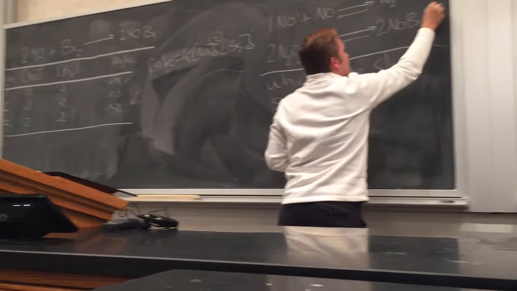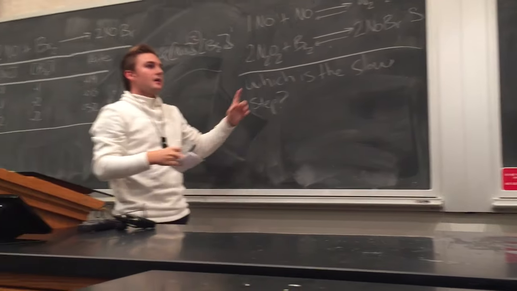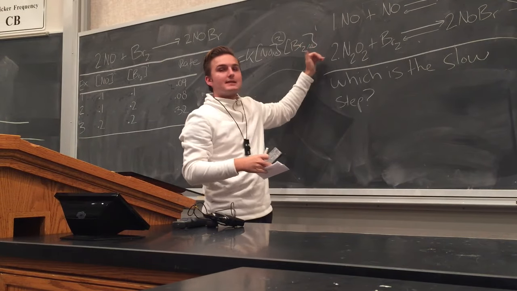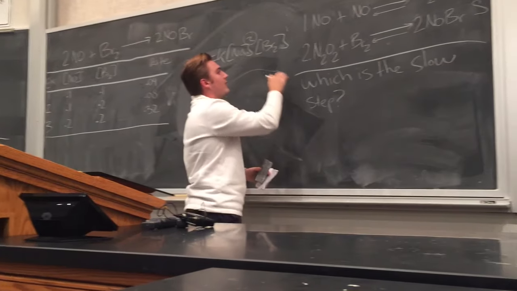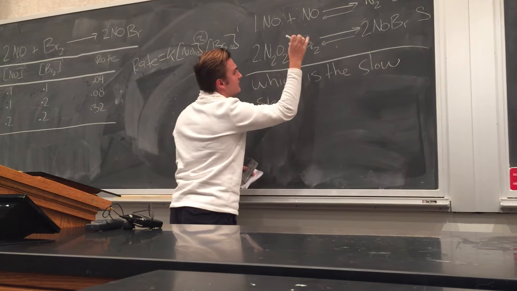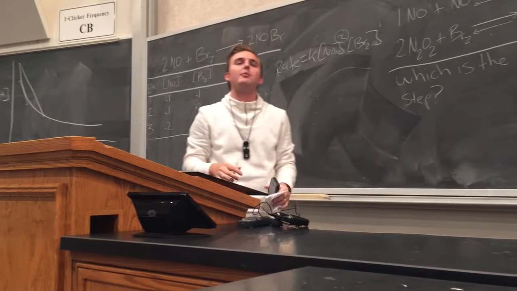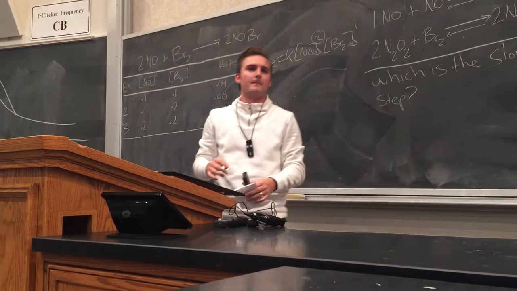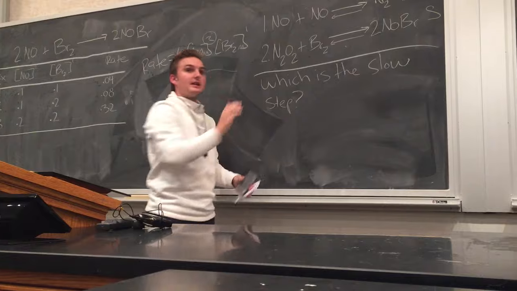If this was the slow step and this is my fast step, I have to write my rate law according to this step. So I'm going to try to do the same thing. I'm going to write the rate equal to the concentration of this raised to the first power and the concentration of that raised to the first power times the K. Well, what is the problem? Why is it not that simple for this one? Because this compound right here is an intermediate.